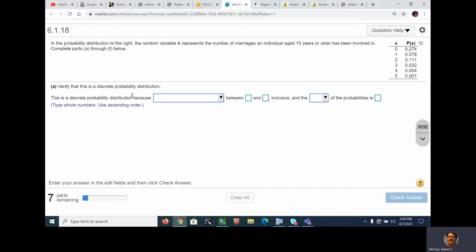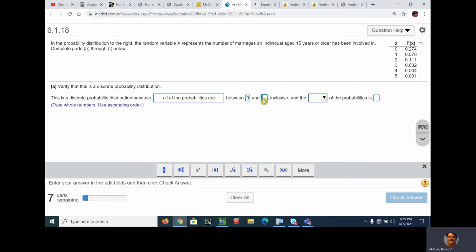This is a discrete probability distribution because all the probabilities are between 0 and 1, and the sum of all the probabilities is equal to 1.